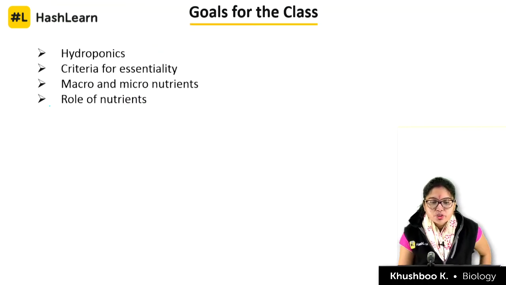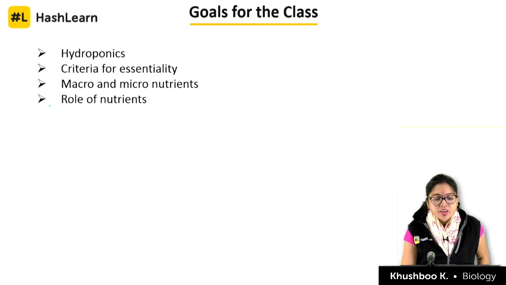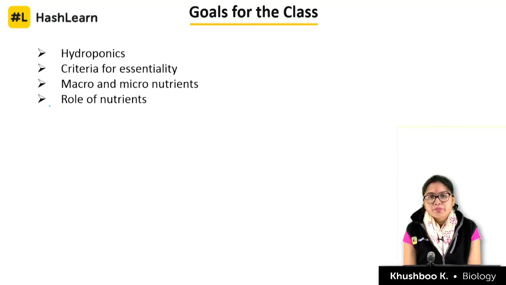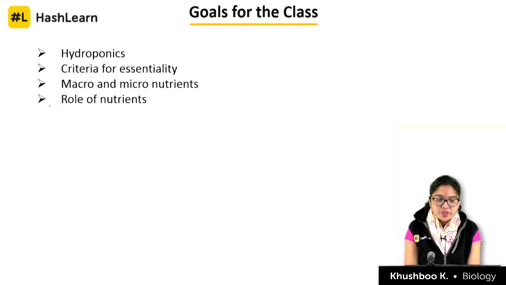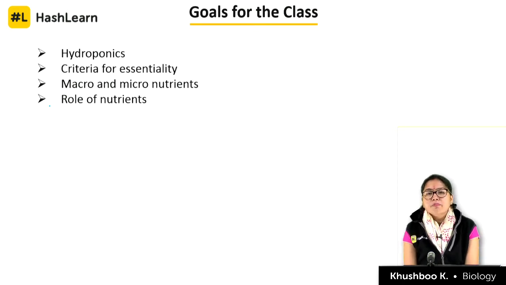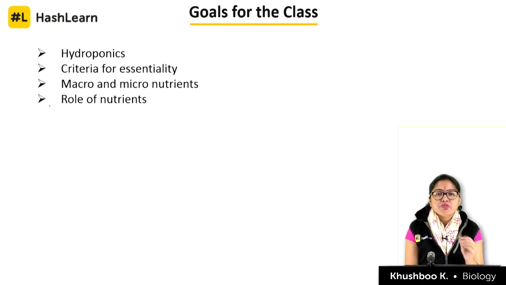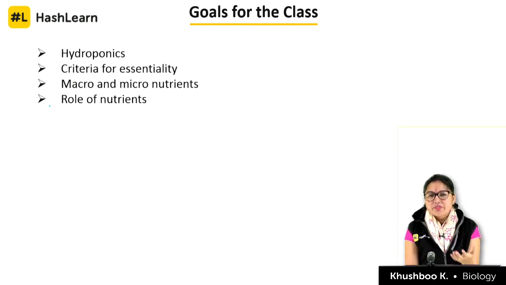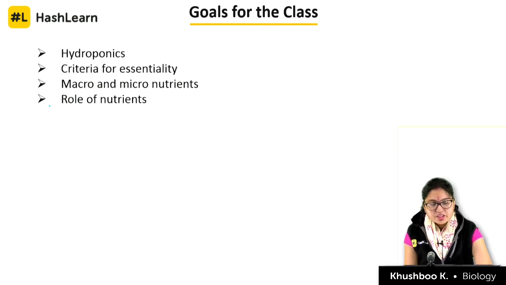Now on your screen is the goals for today's class. So what are we going to discuss today? Since today is a new chapter beginning, we are going to discuss hydroponics, criteria for essentiality, that means what makes a mineral or a nutrient essential for a plant. For example, when we say carbon, that's an essential element. So what will be the criteria on which we say that it is an essential element or a nutrient? Then we will be looking into the role of the nutrients. Deficiency we will be discussing in the next class, that is on Saturday.